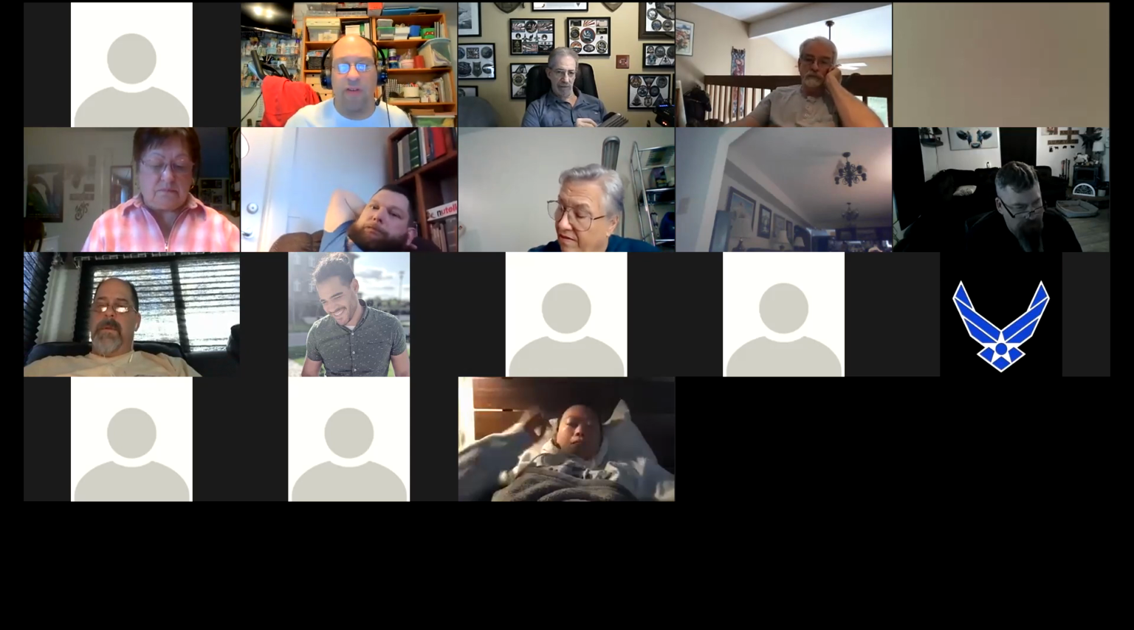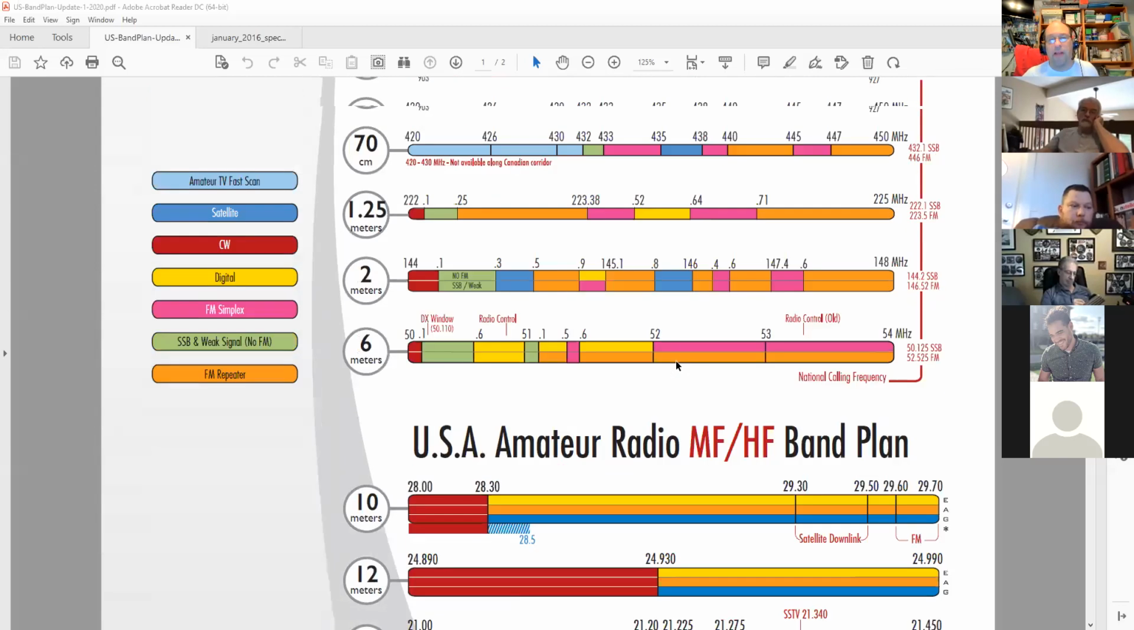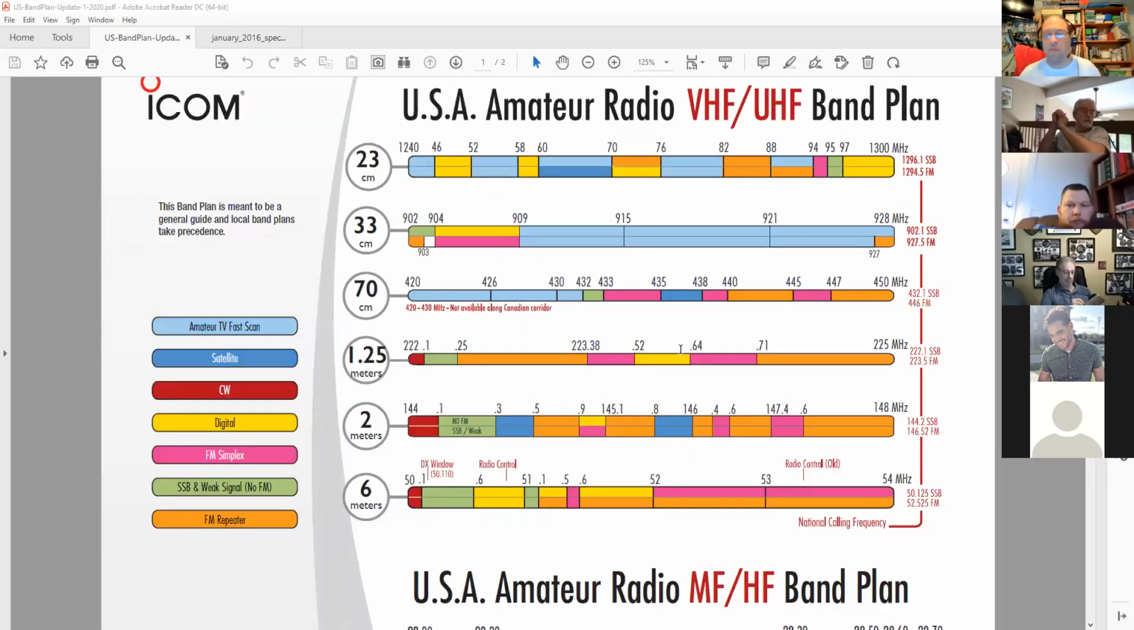Let's see. Single sideband is a form of amplitude modulation. You can use single sideband at least somewhere in every one of those bands above 50 megahertz. And why would we use single sideband? Because it is a more efficient mode to transmit and receive. It works better when the signal strengths are weaker.